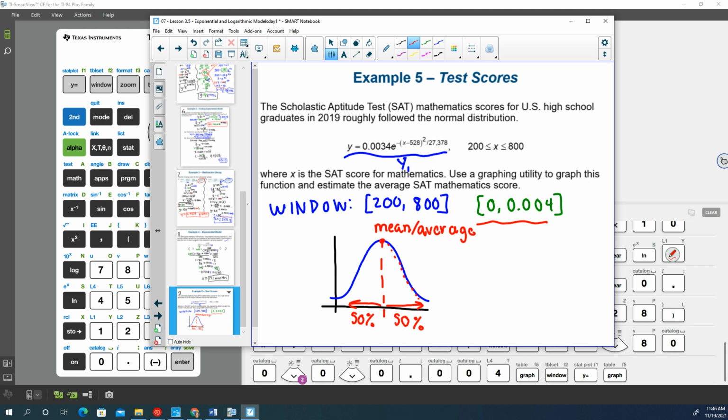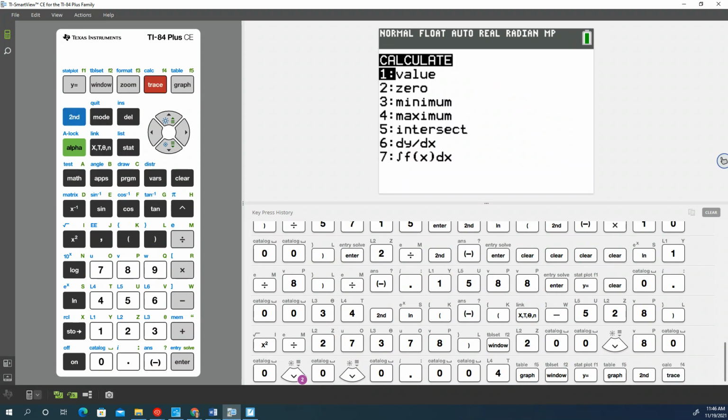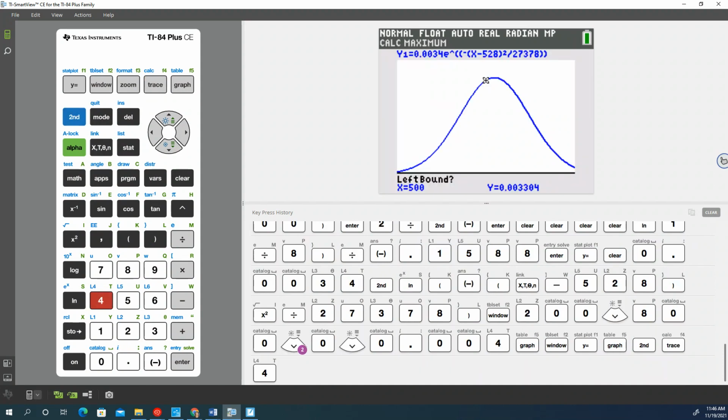All right, do you guys remember how to use your graphing calculator to calculate that exact point? Yes, I do. Second, Calc, maximum. Yes, maximum, not Maximus. Second Calc. Oh, let's go. All right, so left bound, you just have to enter a point to the left of the max. Right bound. I got 528. Yes. Wow.